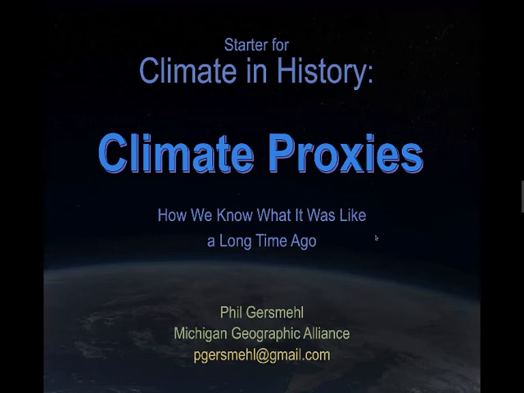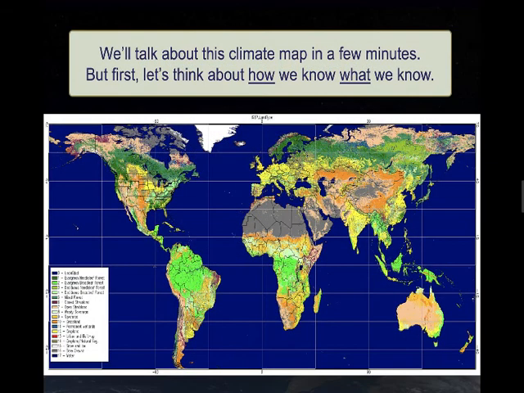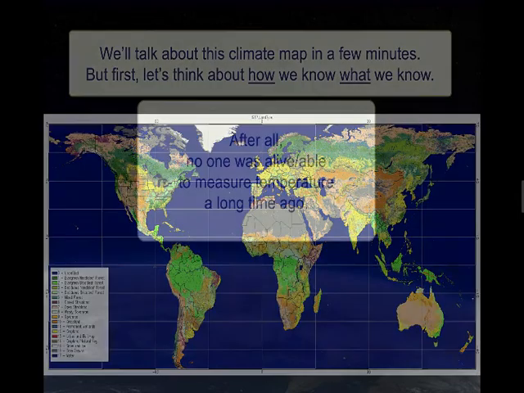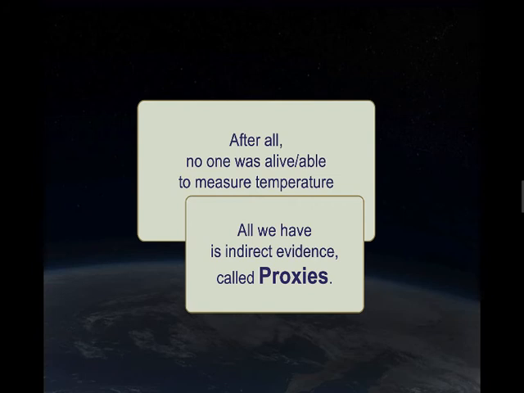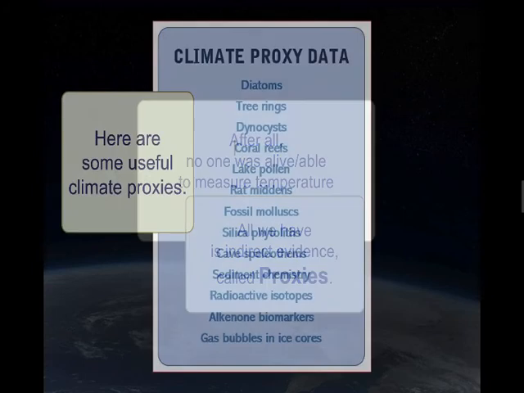So with that as background, let's take a quick look at climate proxies, how we know what it was like a long time ago. In other words, we can talk about a climate map in a few minutes, but let's think first about how we know what we know. After all, no one was alive or able to measure temperature back at the close of the Ice Age when humans were starting to migrate around the world. All we have is indirect evidence that's called proxies.